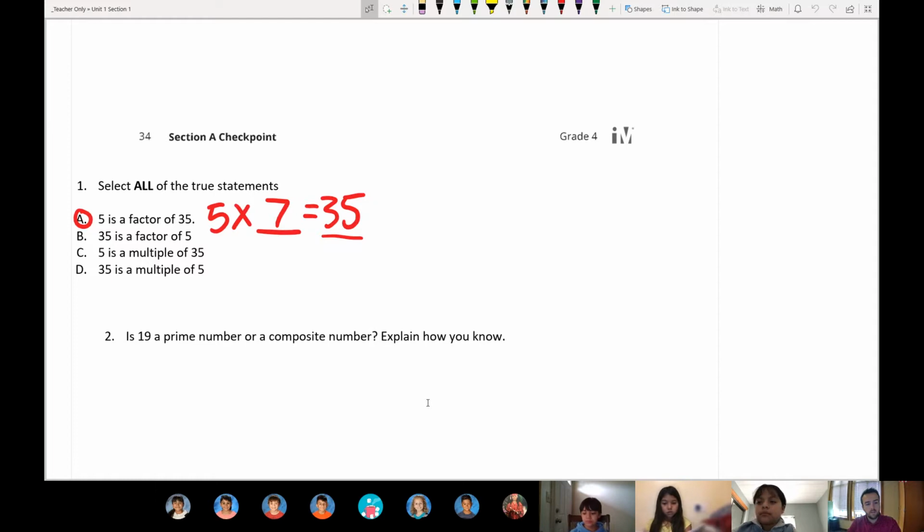Okay, so for B, 35 is a factor of 5. Well, can we multiply 35 by a whole number and get 5? No, right? We multiply 5 by something to get 35. So 35 would not be a factor of 5, but it would be another thing, and we'll get to that later. But B would not be correct because 35 is not a factor of 5.